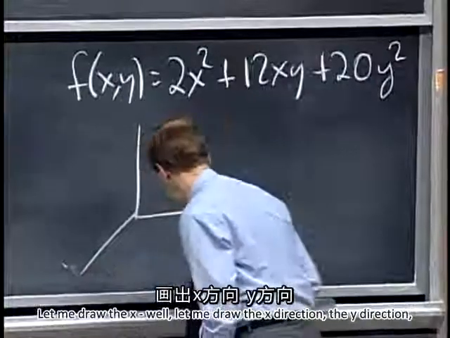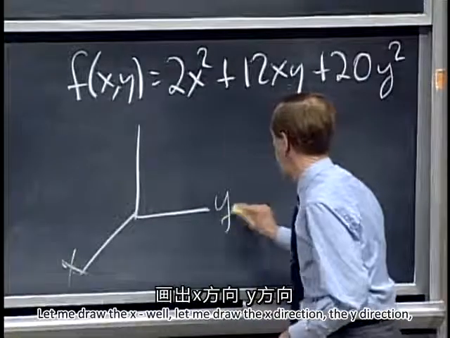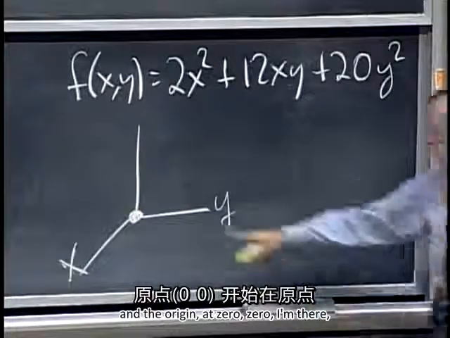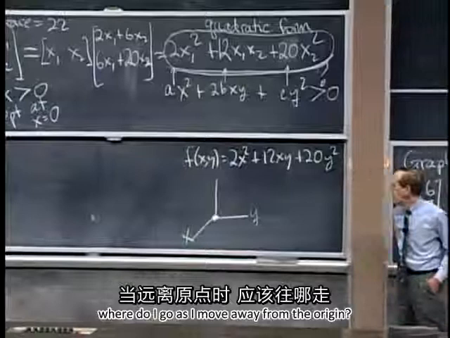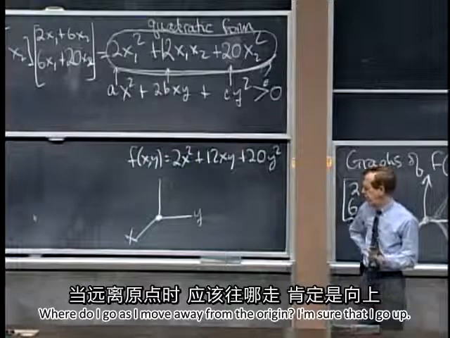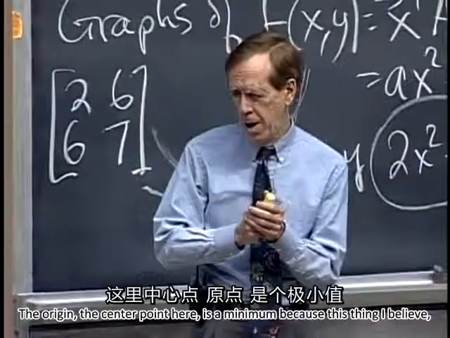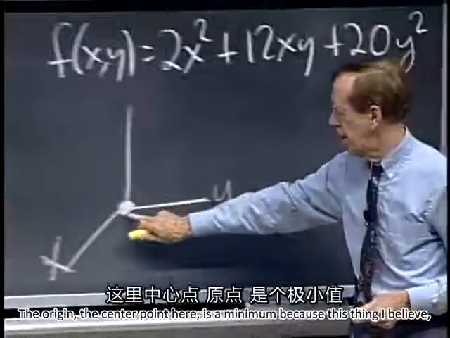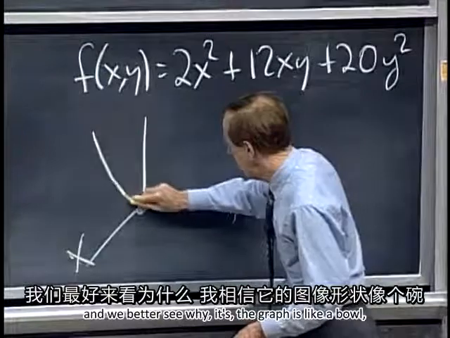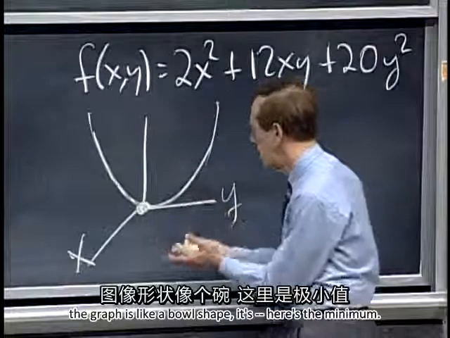Let me draw the x direction, the y direction, and the origin. At 0, 0, I'm there. Where do I go as I move away from the origin? I'm sure that I go up. The origin, the center point here, is a minimum, because I believe, and we better see why, the graph is like a bowl. The graph is bowl shaped. Here's the minimum.